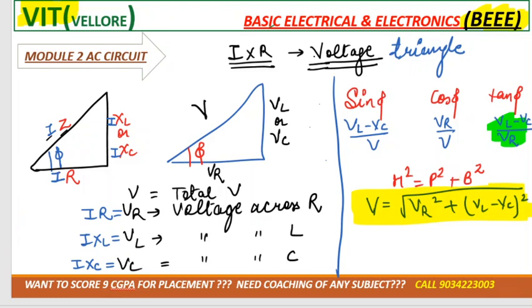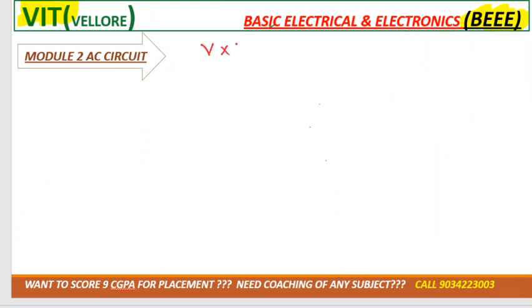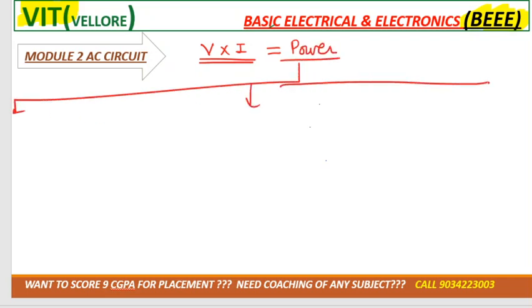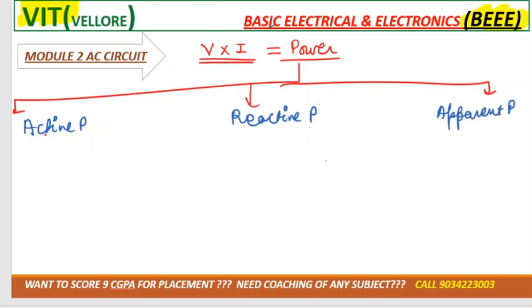Now, in the next case, you need to multiply voltage with the current. After multiplying voltage with the current, what we get is power. Good. So basically in an AC circuit, we'll have three different kinds of power. One is the active power, another is the reactive power, and another is the apparent power. Okay, you need to remember all three powers. Active power is denoted by P, reactive power is denoted by Q, and apparent power is denoted by S.